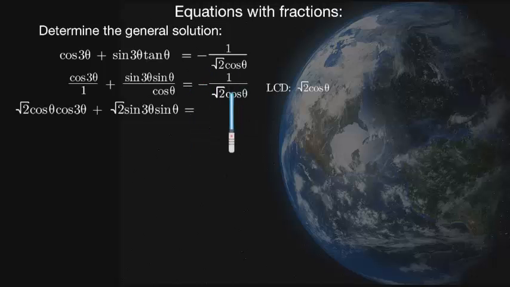and we do it for the right side as well, so don't forget about the right side. We've got square root 2 cosine theta divided by square root 2 cosine theta, which is a 1, and 1 times minus 1 is a minus 1. And there we go, we got rid of the fractions.